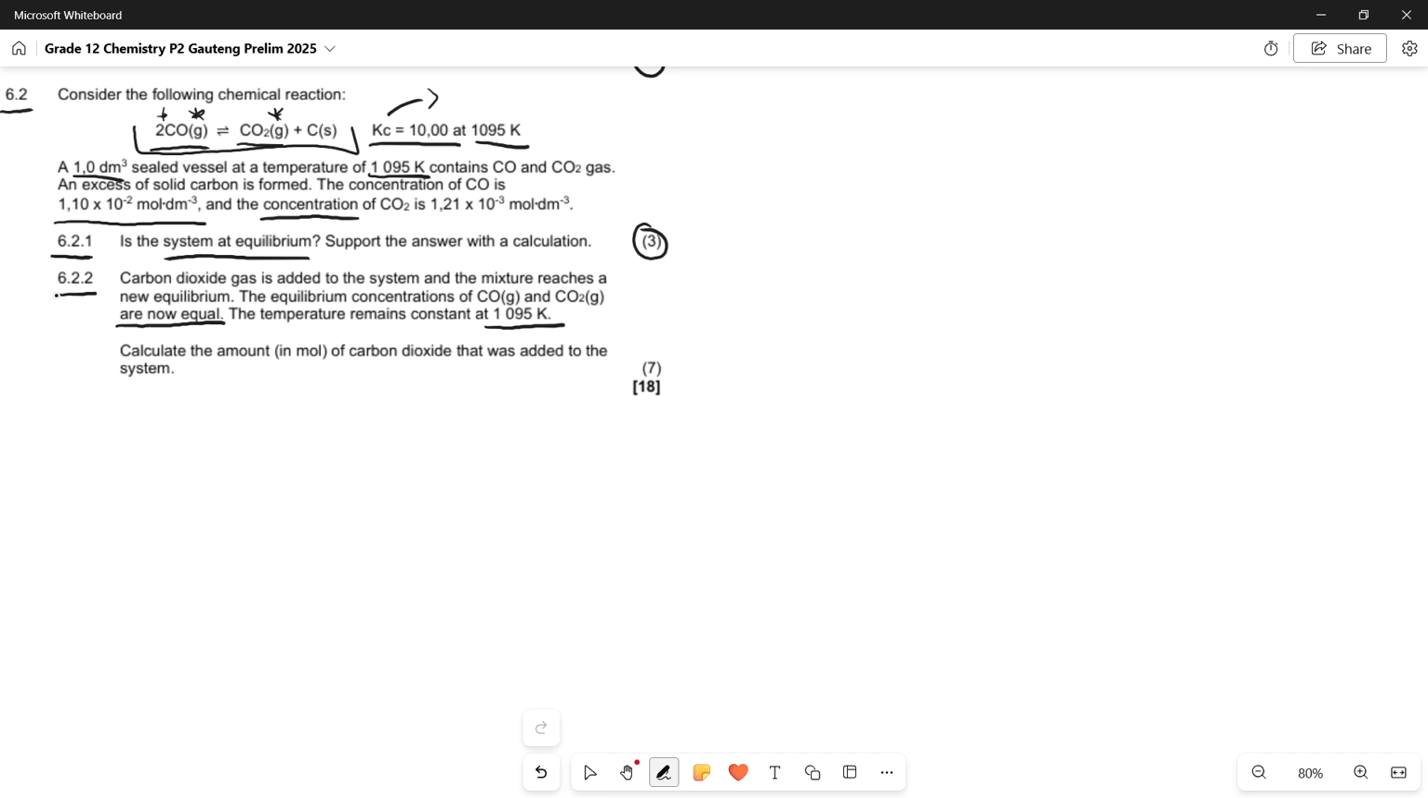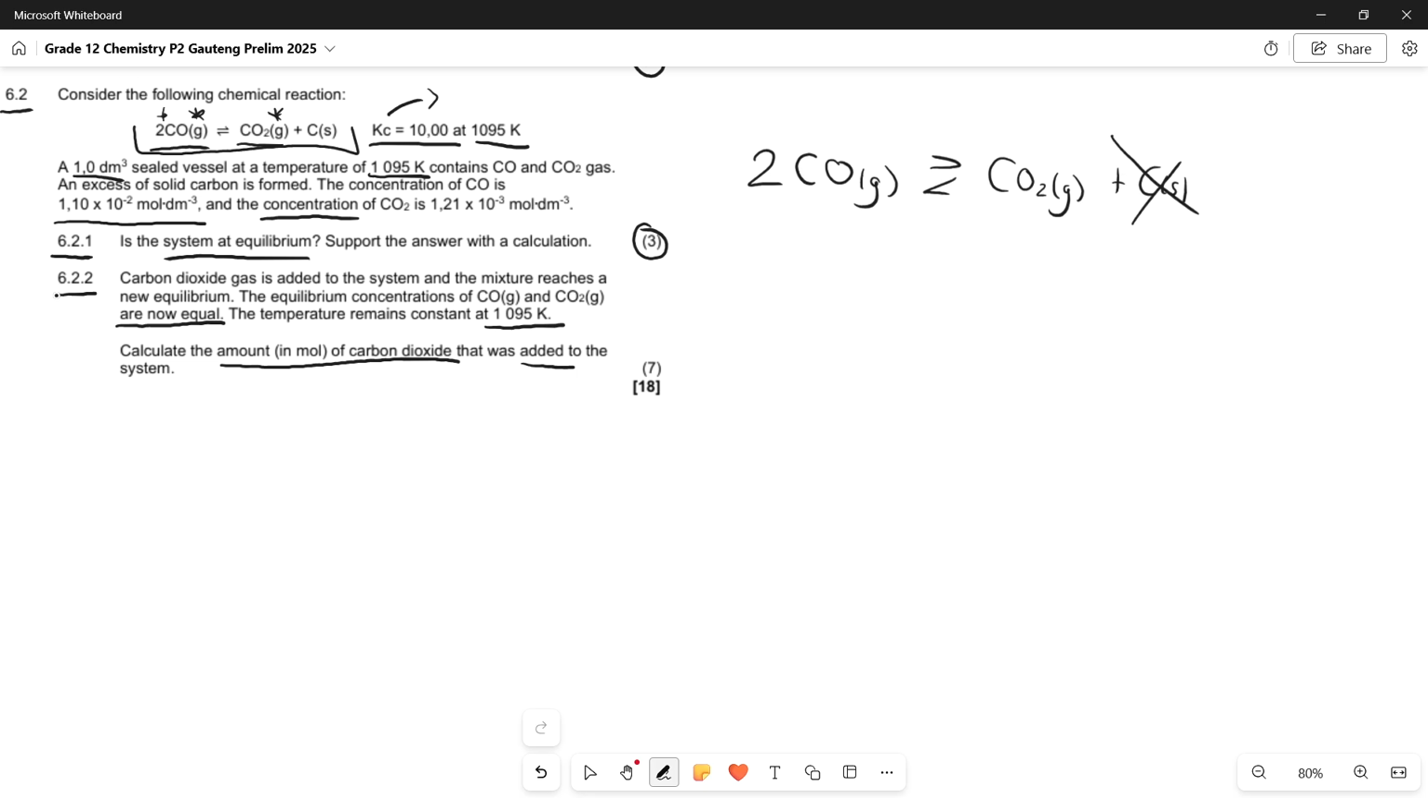Very important that the temperature remains constant, as temperature is the only thing that affects Kc, which means that we'll have 10 as the Kc value before and then also 10 as the Kc value now in this new reaction. So it says calculate the amount in mole of carbon dioxide that was added to the system. So I'm just going to go ahead and rewrite this for us. So we have our reaction.